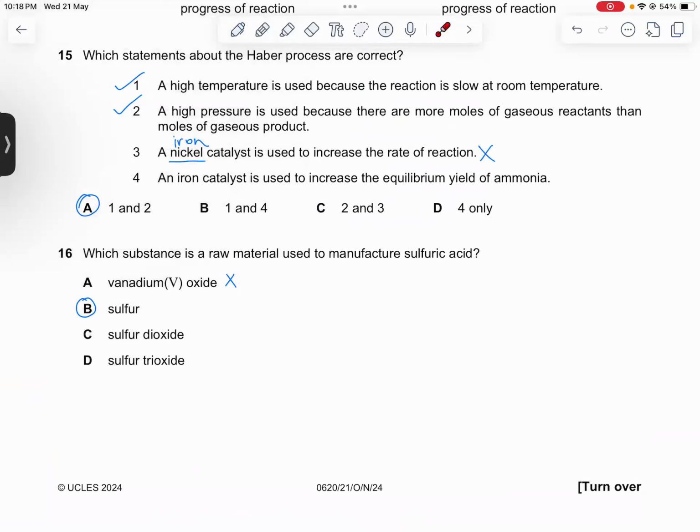Yes. All right. The question was which substance is a raw material used to manufacture sulfuric acid? The first option was vanadium pentoxide. This is wrong because vanadium pentoxide is the catalyst, not the raw material. Without vanadium pentoxide, we can still manufacture sulfuric acid. But the actual thing that we need is sulfur. Sulfur is what we start with. We react sulfur with oxygen first, producing sulfur dioxide. Then that sulfur dioxide further reacts with oxygen to produce sulfur trioxide.